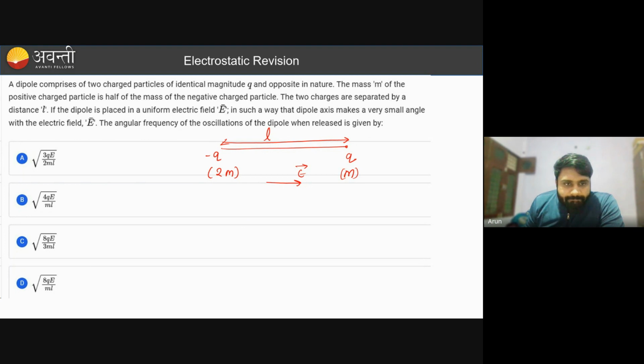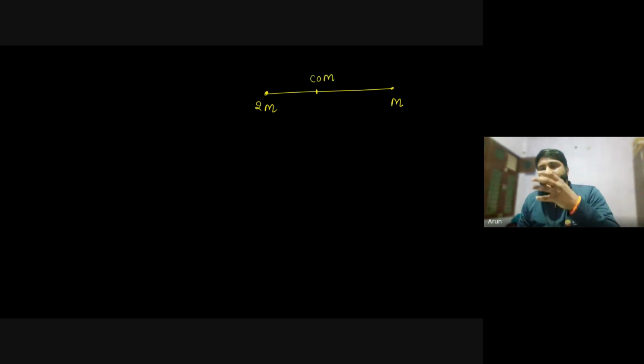Now, I will explain this question to you on a different screen for better understanding. So this is 2m over minus q. I will not take the charge here because we are discussing the center of mass. Definitely, if you see, this mass is heavier than this, so the center of mass will shift toward this mass. You know that the center of mass shifts towards the heavier mass.